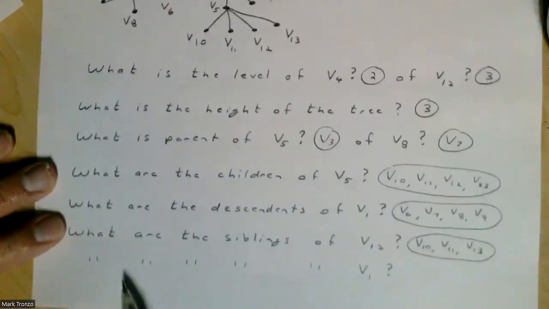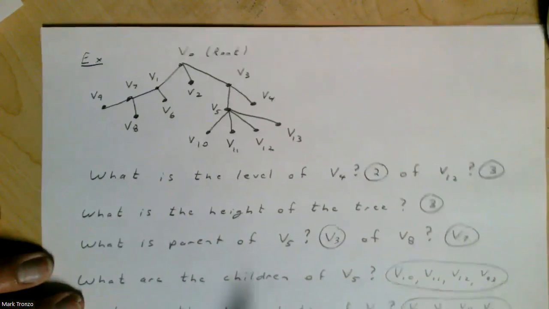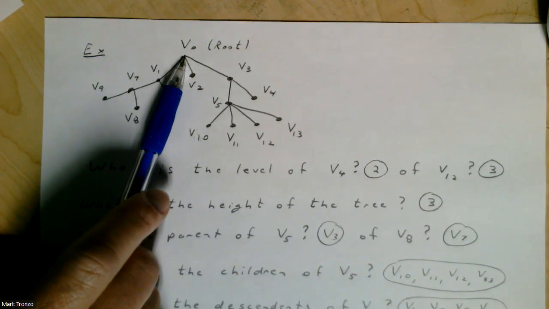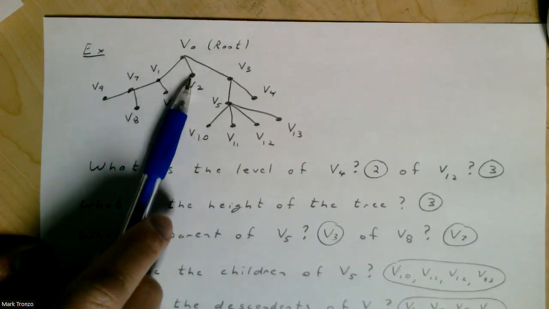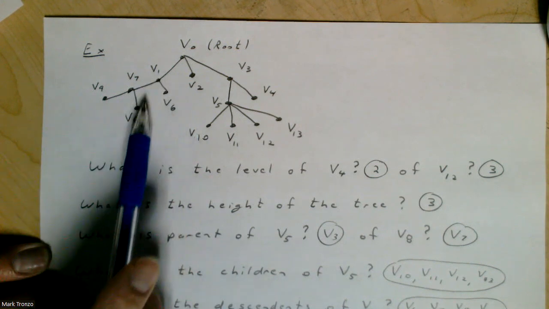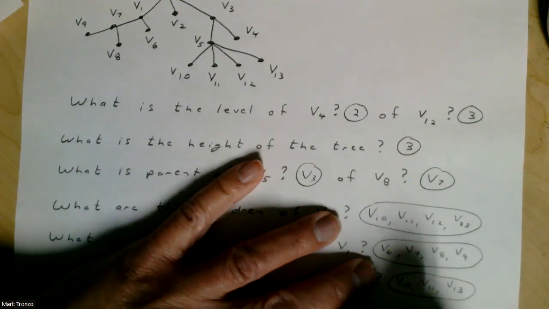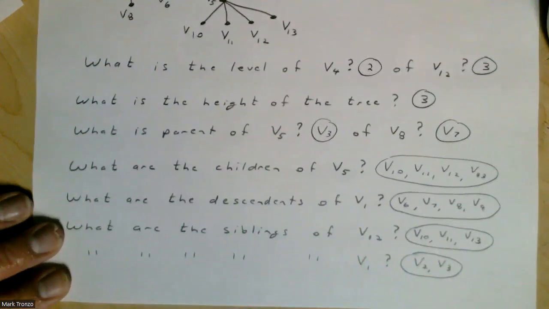Now, what are the siblings of V1? Siblings of V1, again, ones that have the same parent. Of course, V1 has a parent V0, and so does V2 and V3. So it looks like the siblings of V1 are going to be V2 and V3.